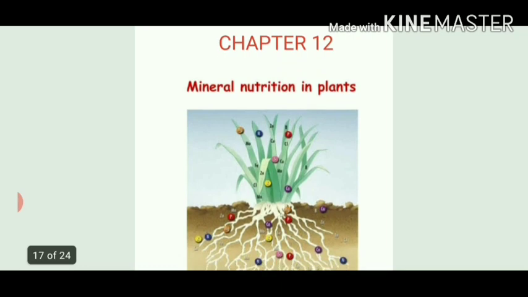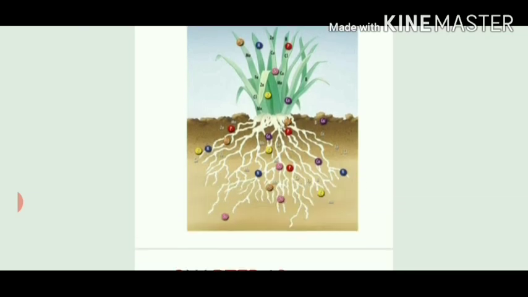Chapter number 12 talks about mineral nutrition in plants, how sulfur and phosphorus are important, what their deficiency symptoms are, and how we can cure them.